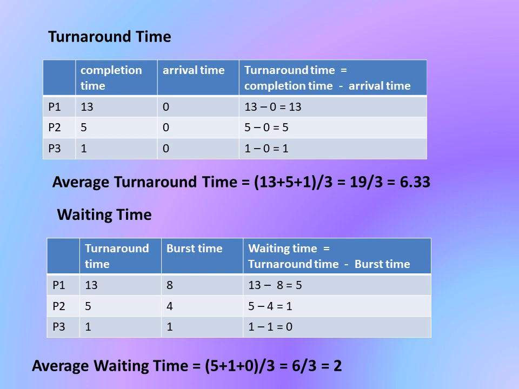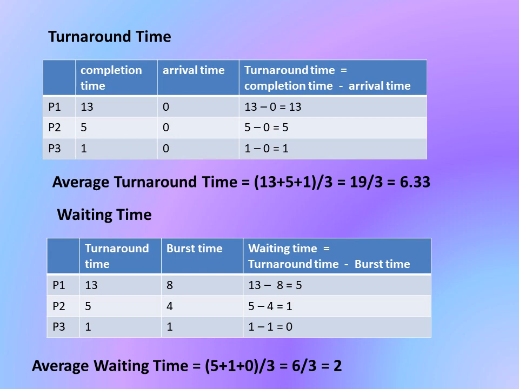Now let us calculate average turnaround time. Average turnaround time is equal to 13 plus 5 plus 1 divided by 3, that is 19 divided by 3, which is equal to 6.33. Now let us calculate waiting time for each of the processes. The formula for calculating waiting time is waiting time equal to turnaround time minus burst time. So let us calculate waiting time for P1.